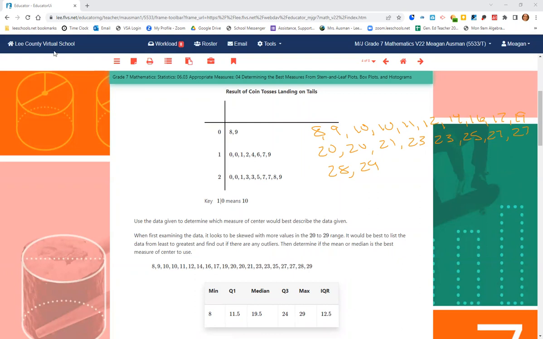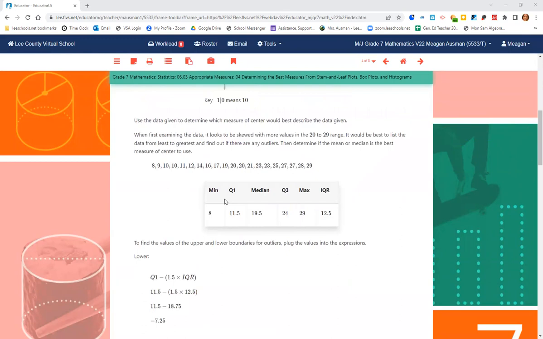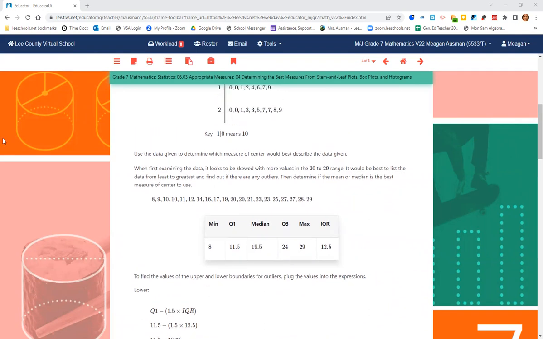Okay. So they've given us here the minimum, the maximum, the Q1, the Q3. Let's just review again how we got that. Obviously, the minimum was easy. It's 8. The maximum is easy. It's 29. The median, this is a good one to show you because the median is not a whole number.